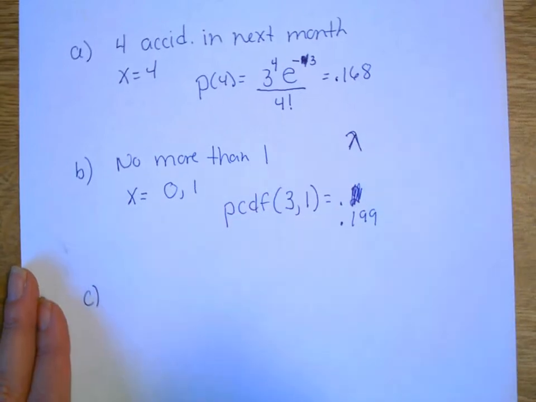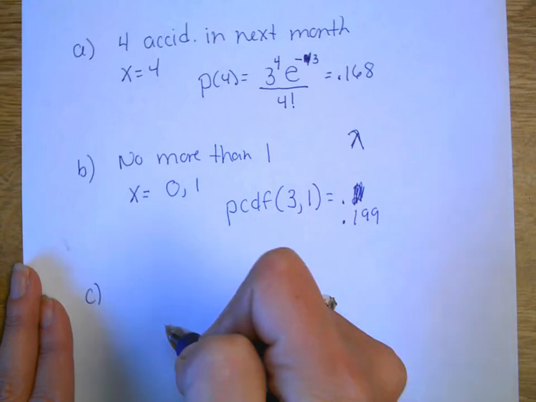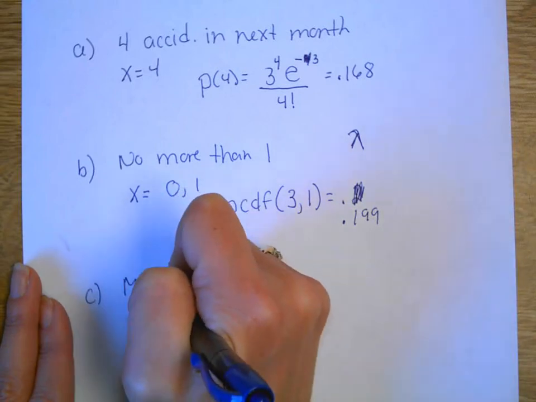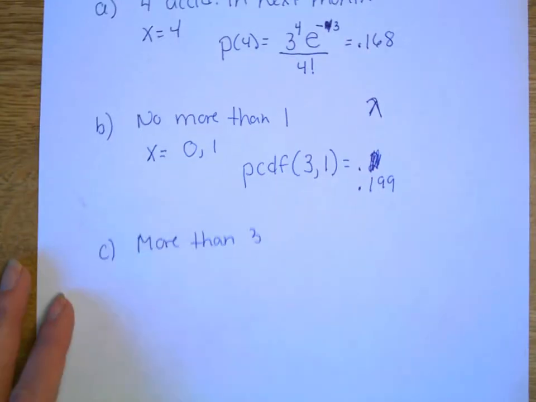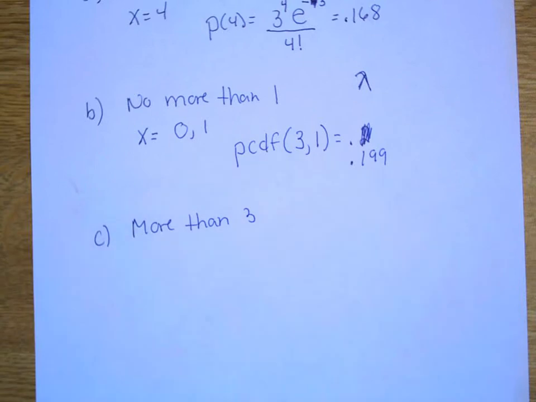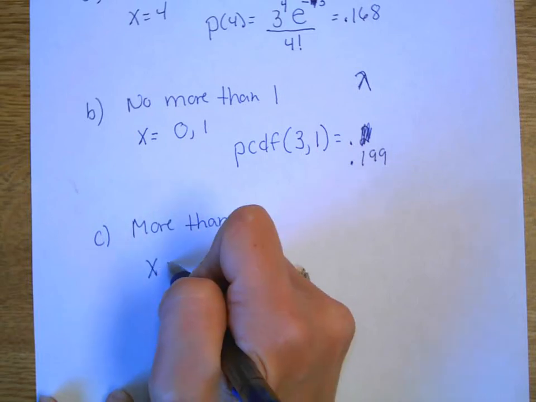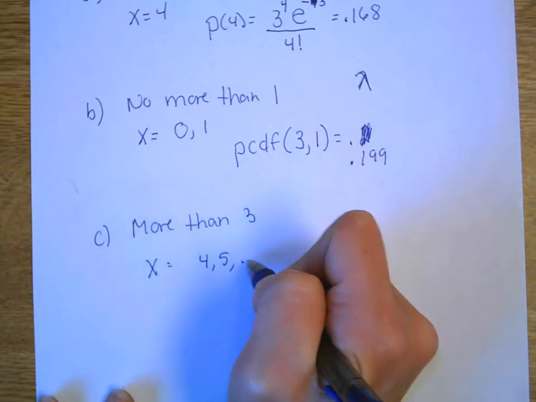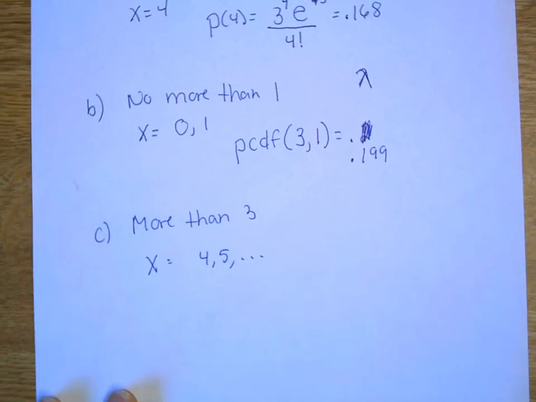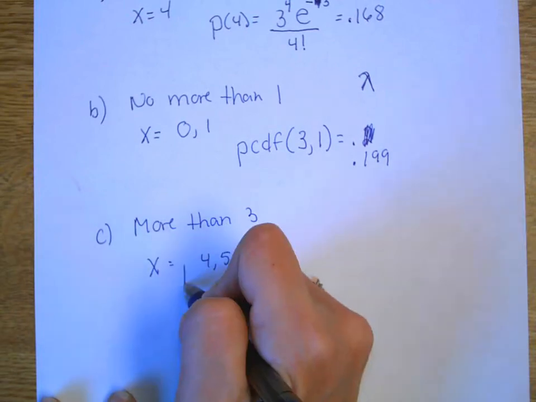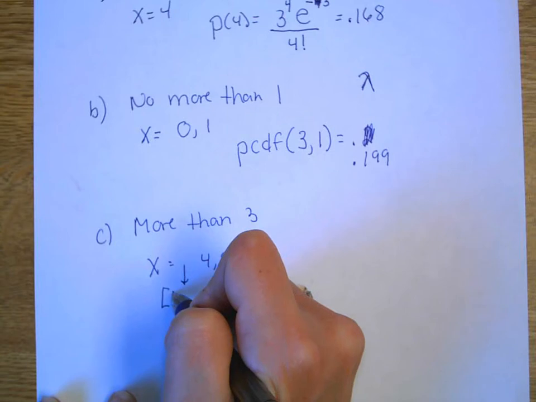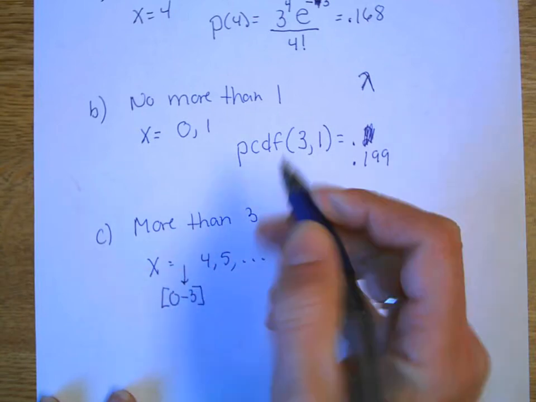Let's do a more than one. Let's go more than 3 accidents at that same intersection next month. What does more than 3 mean to you? 4 and up. 4, 5, it doesn't stop. What's our trick to doing these ones that don't start on the low end? 1 minus. What's the chunk we want to subtract off? 0 through 3, actually. So it's a 1 minus.